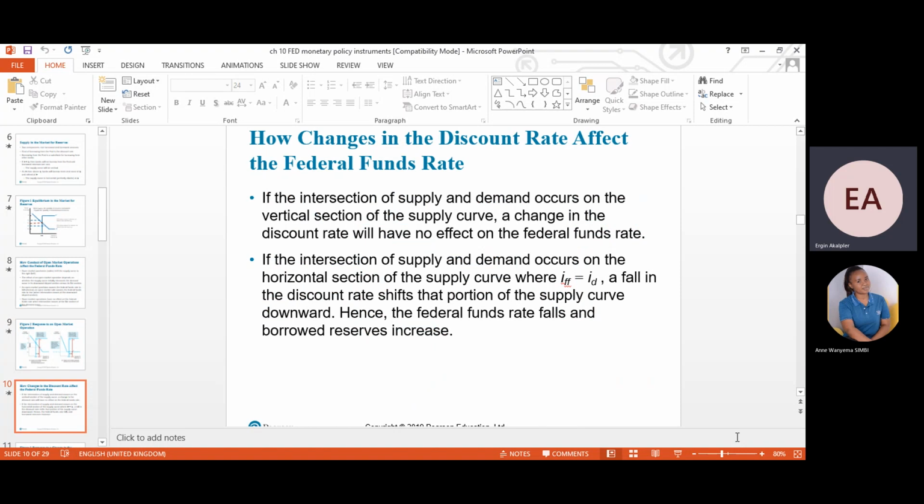How do changes in the discount rate affect the federal funds rate? If the intersection of the supply curve and demand curve occurs on the vertical section of the supply curve, a change in the discount rate will have no effect on the federal funds rate. If the intersection of supply and demand occurs on the horizontal section of the supply curve, where the federal funds rate is equal to the discount rate, a fall in the discount rate shifts that portion of the supply curve downward. Hence, the federal funds rate falls and borrowed reserves increase.